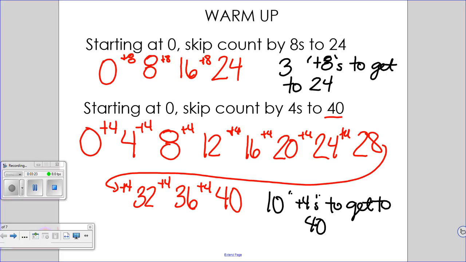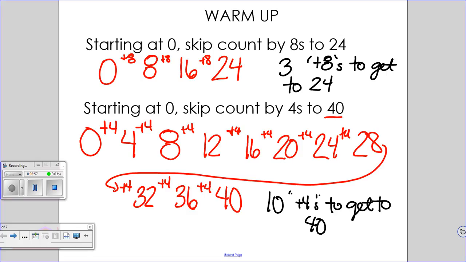Okay? And I'll let you in on a little hint. You've already learned multiplication. I've already taught it to you. Skip counting is multiplication. 10 plus 4s, I could just write that as 10 times 4. And I would get the same thing. Same thing with 3 plus 8. I could write that the exact same way as 3 times 8. So guess what? Give yourself a little pat on the back. You already know how to multiply. Not so hard, is it?